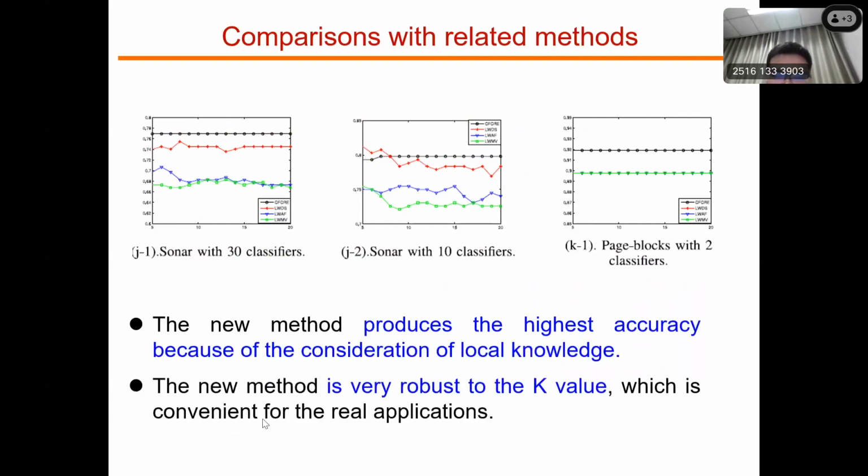And also it is very robust to the k value, because different neighbors usually have different weights in the reliability evaluation. If a neighbor is very far from the object, it usually has a small weight, so the k value is not very important in the reliability evaluation, because neighbors far from the object play a very small role in the reliability estimation.